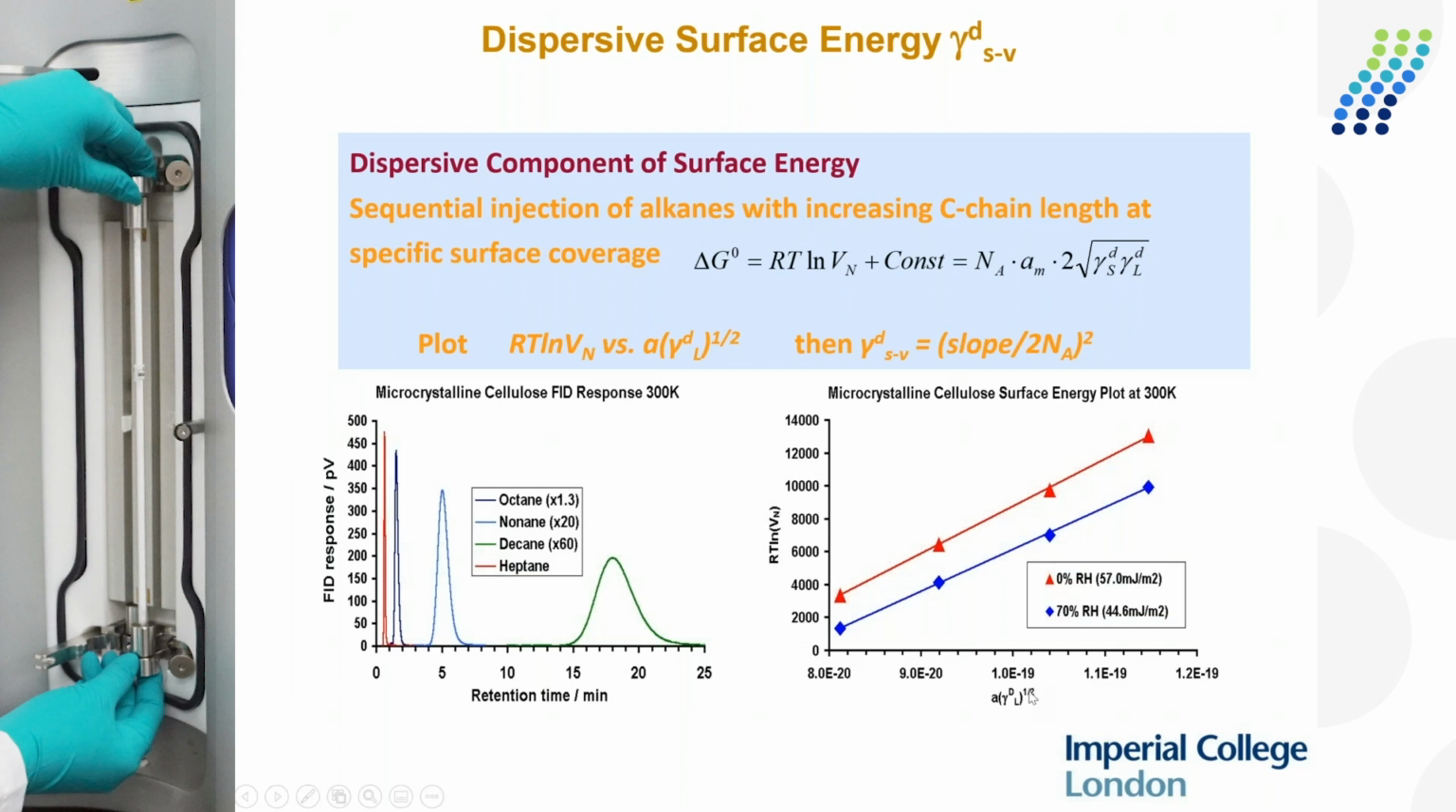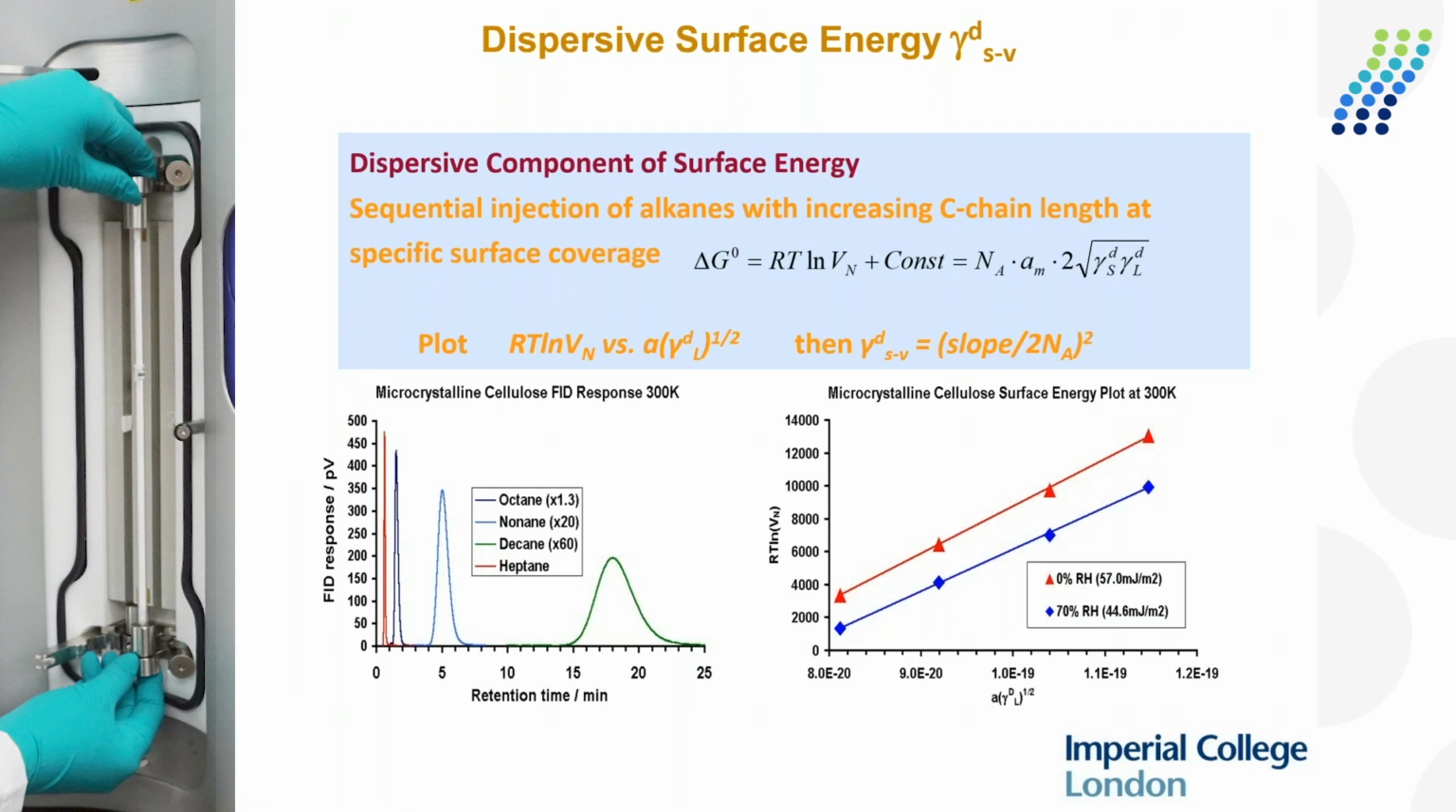The x-axis is a property of the actual molecules we inject. So we're looking at heptane, octane, nonane, decane. And from the slope of these lines, I can measure the surface energy of my material. And that's what we're going to do in this study. And we'll be doing that quite soon.